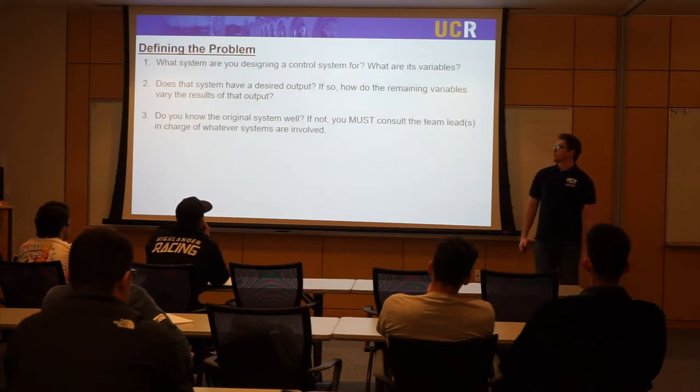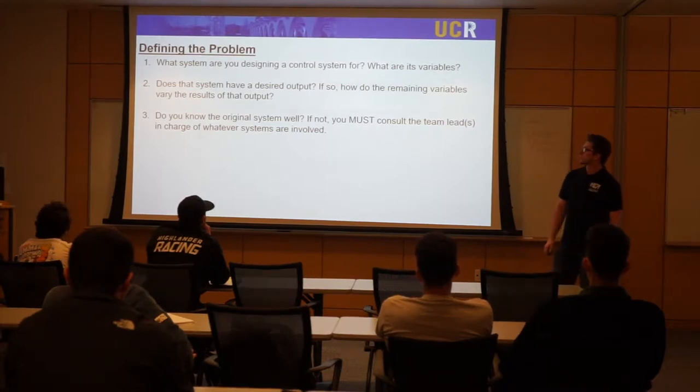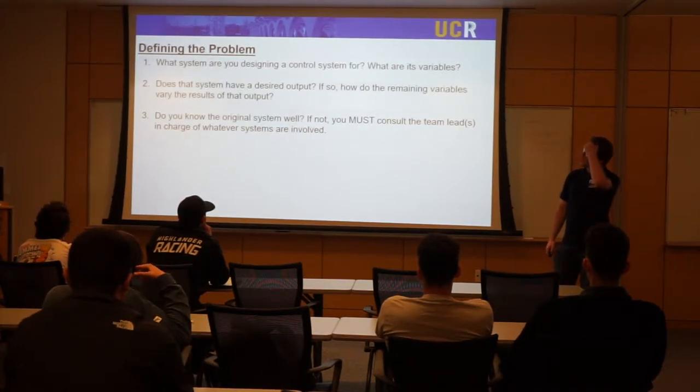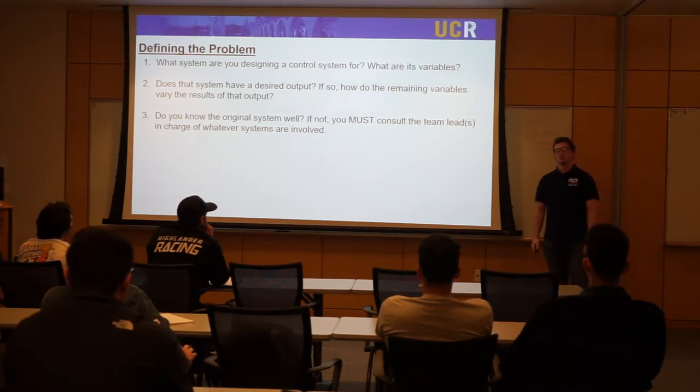So first comes defining the problem. That's the most common way of getting around these things. For example, what system are you designing the control system for, and what are its variables? If we needed a control system for fluid outlet, or for air intake, what might some of the variables be?